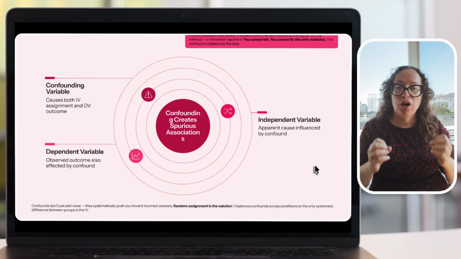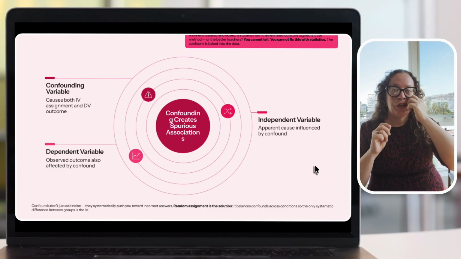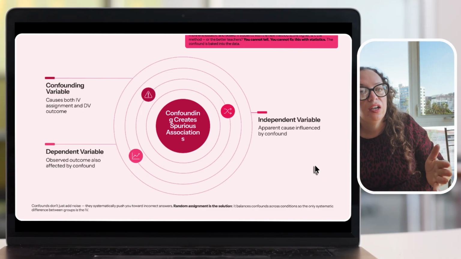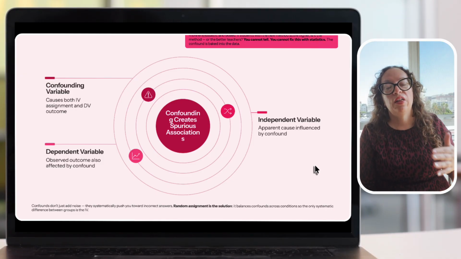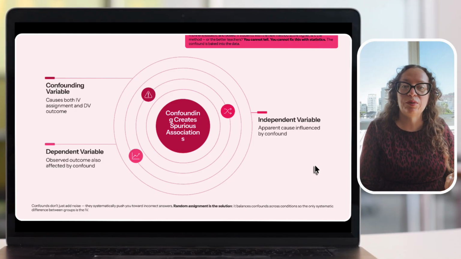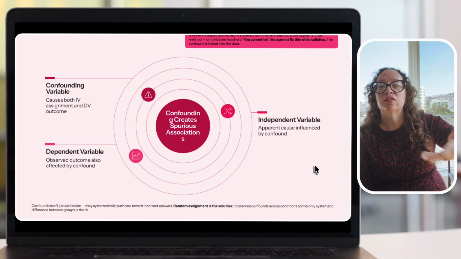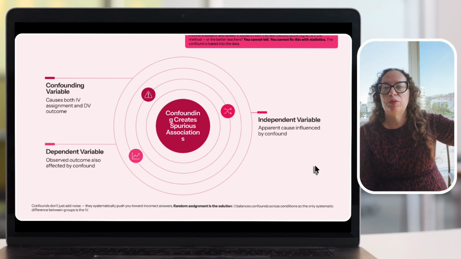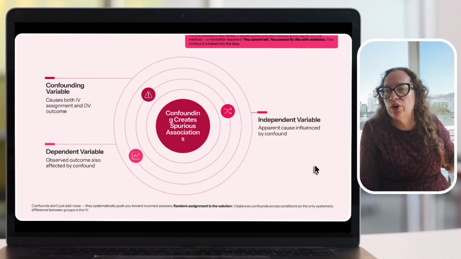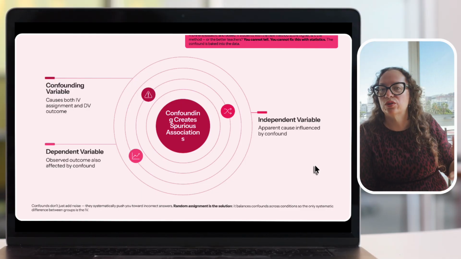So when random assignment is impossible, here's another thing. Sometimes you can't randomly assign. You can't randomly assign people to smoke or not smoke to study the effects of smoking. That would be unethical. You can't randomly assign people to experience trauma to study the effects of trauma. That would be evil. You can't randomly assign people to be male or female, or to have high IQ or low IQ, or to be from one culture or another.